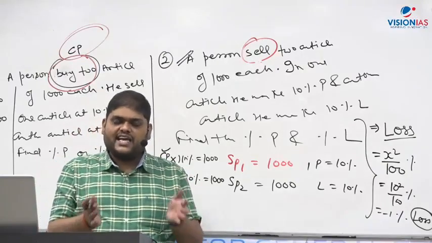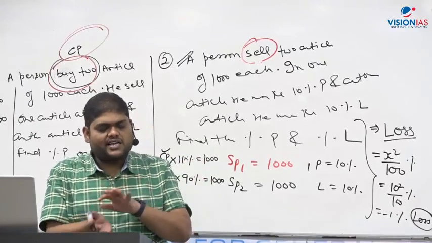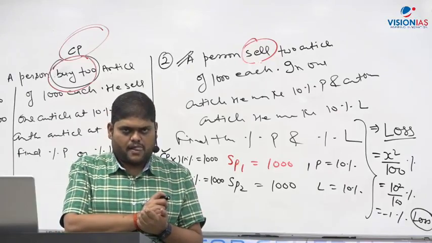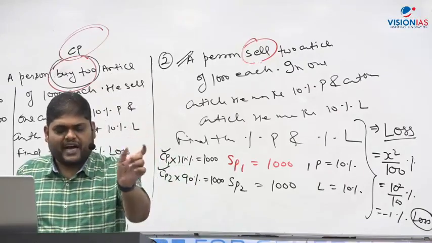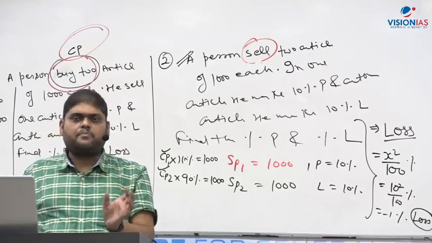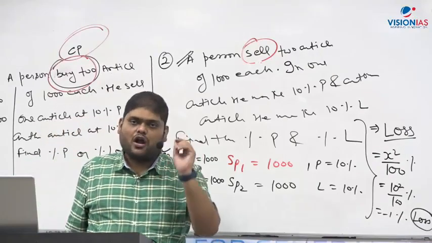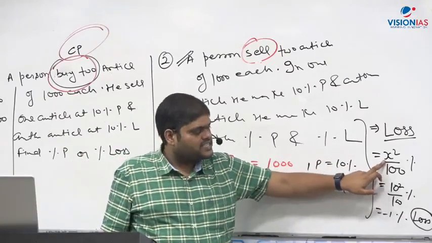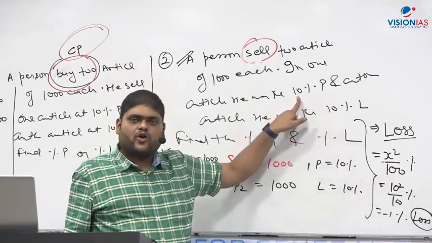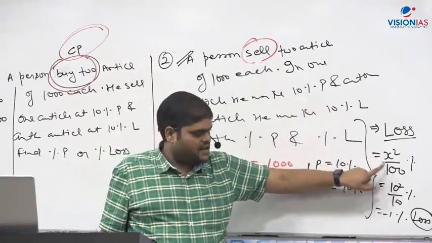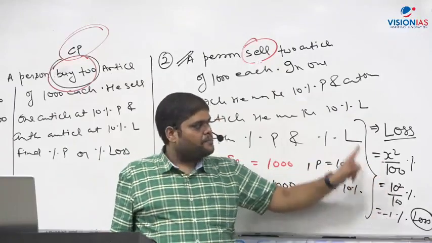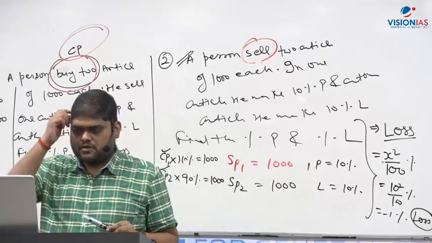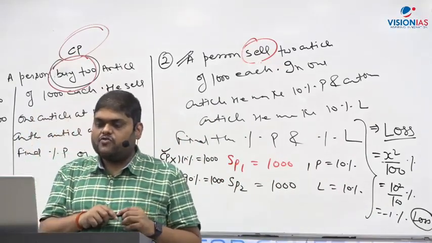Suppose a question is there: a person is selling 2 goats at 5,000 each. On one goat he is getting 20% profit, on the other goat 20% loss. What is the percent of profit or loss? Since the selling prices are equal, and the percent of profit and percent of loss is the same, there will always be a loss. And how much loss? X square upon 100. What is X here? X is the percent of profit or loss. In our earlier case, it is 10. So 10 square upon 100, that means in this case the loss will be 1%.